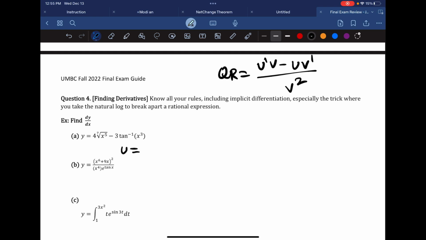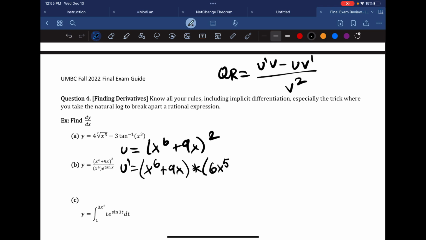So our u is going to be our numerator, x to the 6th power plus 9x, all to the 2nd power. Derivative of that is going to be a chain rule problem, which is going to be x to the 6th plus 9x to the 1st power times the derivative of the inside, which is going to be 6x to the 5th plus 9. And we'll probably want to simplify that at least a little bit. So then our v is going to be x to the 4 times e to the tangent of x.